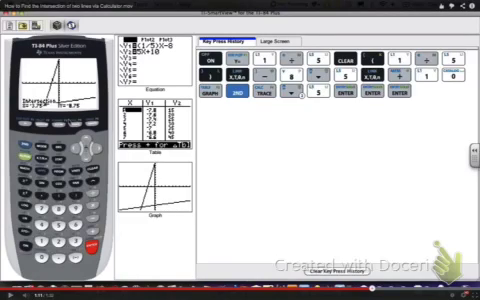Alright, so at the bottom, once you get your intersection, you're going to get the x value and the y value. Since you're solving for x, all you care about is the x value, and it should be positive. If we're talking about years, guys, your answer should be positive.